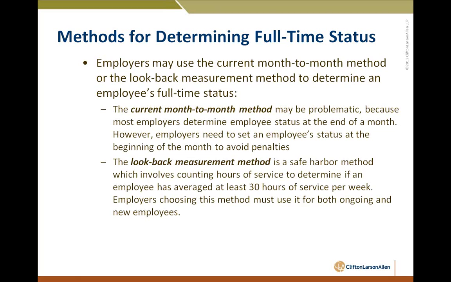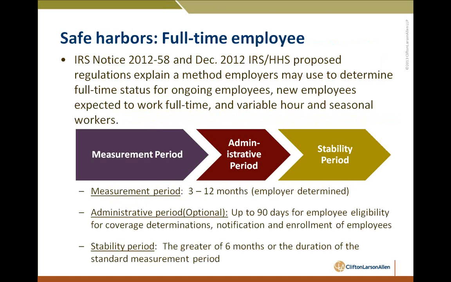And that's why it's important in 2014 that you start using this measurement period for 2015, when you actually have to report on who's full-time and who's not. So the IRS did issue this safe harbor notice, and it said that there are 3 different periods. There's a measurement period, administrative period, and a stability period. Now, the measurement period can be 3 to 12 months, and the employer can determine that period. So you can choose how often you want to measure hours.